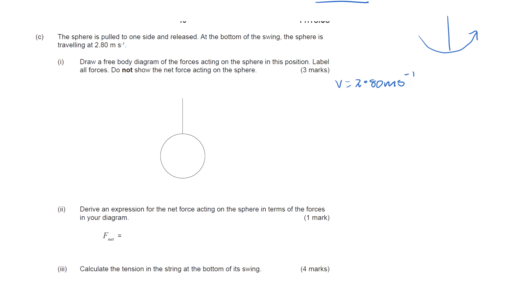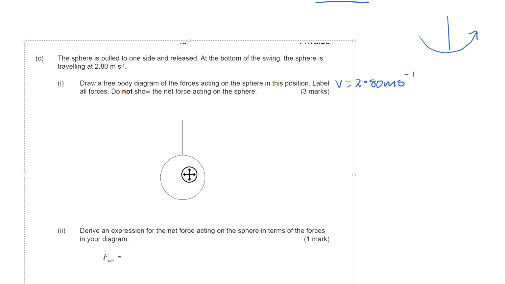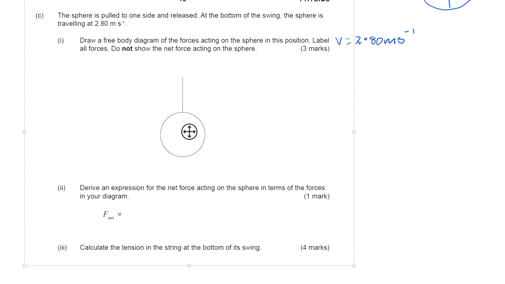So it says, draw a free body diagram of the forces acting on the sphere in this position. Label all the forces. Do not show the net force acting on the sphere. So we know that it has a force of mg. So that's its weight force. We also have an electric force acting on it. That's the electric force that we worked out before, 0.408.